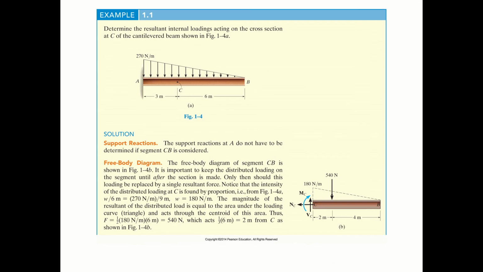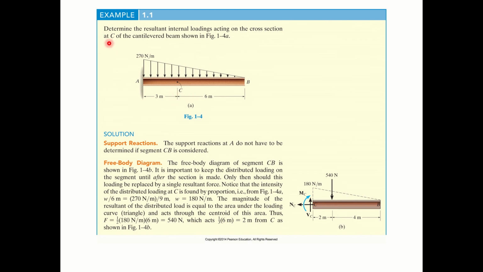Okay, this is a very simple example. That is a beam, and first we have to make sure that at A it is fixed, and B is free. So A has the force boundary: F of x, F of y, and then we have a bending moment. The problem is to determine the resultant internal loads acting on the cross section at C.